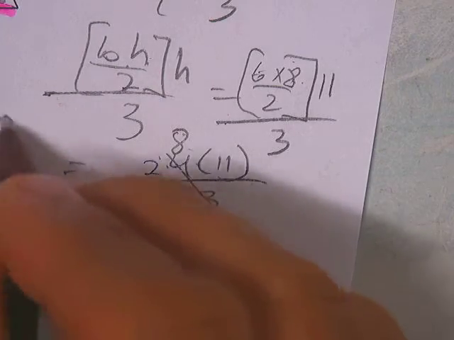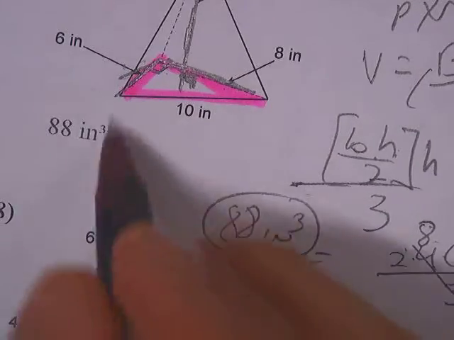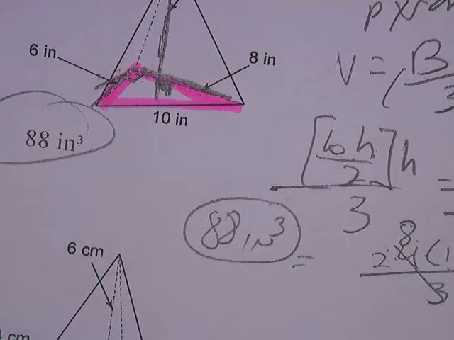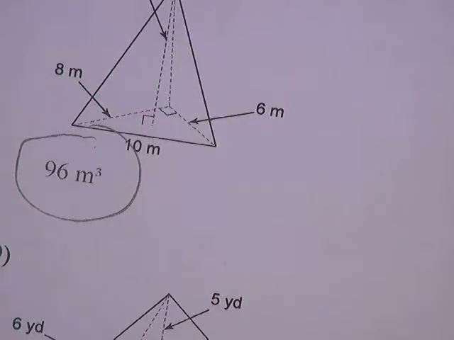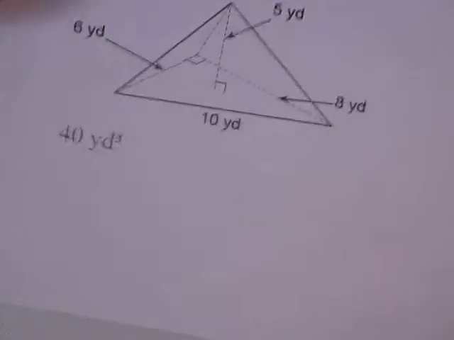So now think here. Remember, 6 times 8, 48, divided by 2, 24. Can I mentally divide 24 divided by 3? And yes, you can. 24 divided by 3 is 8. And so now it's just 8 times 11, which gives me 88 cubic inches, which is what I got. See?